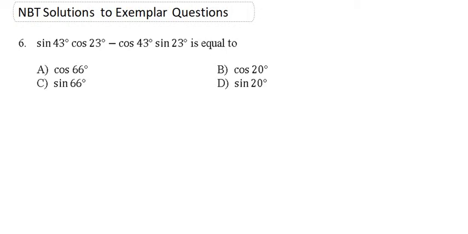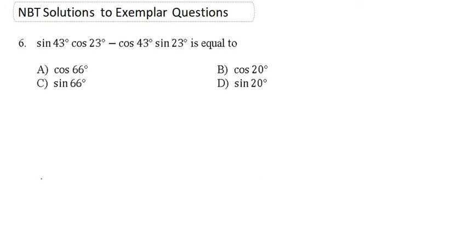Hey there! So we're on to question six now, which is about compound angle identities. Sine 43, cos 23, minus cos 43, sine 23. So let's see.